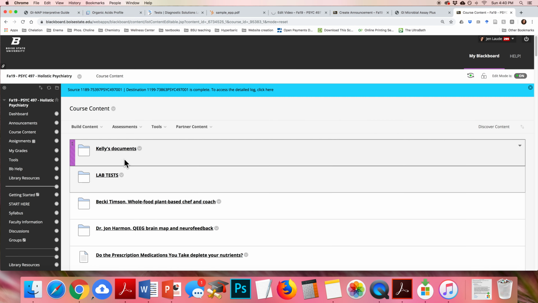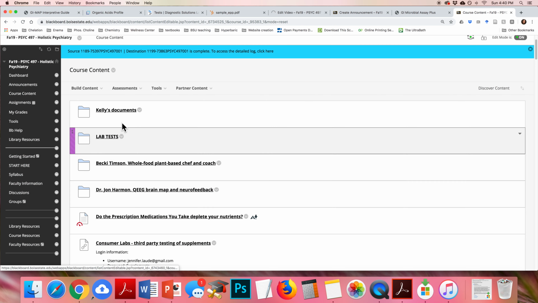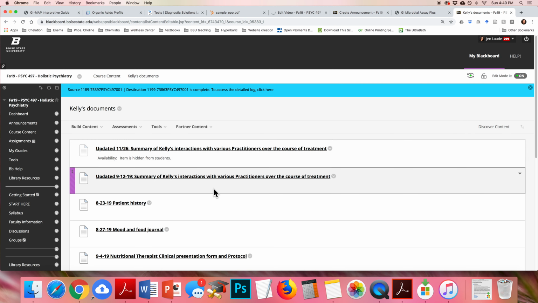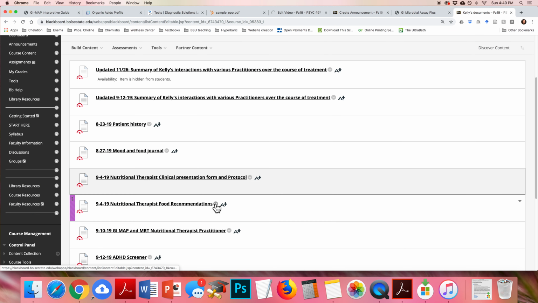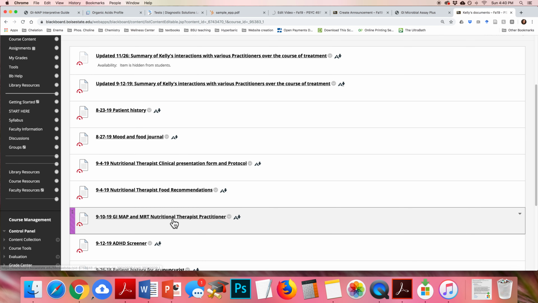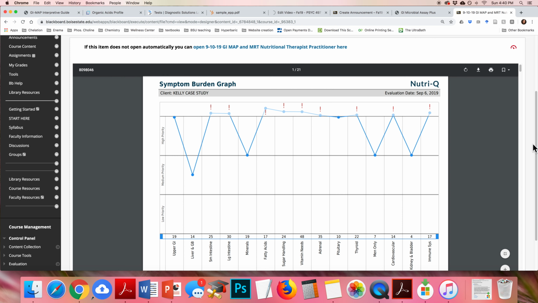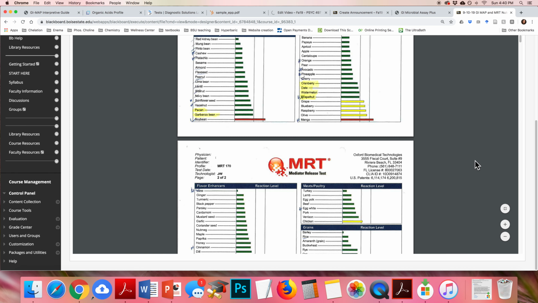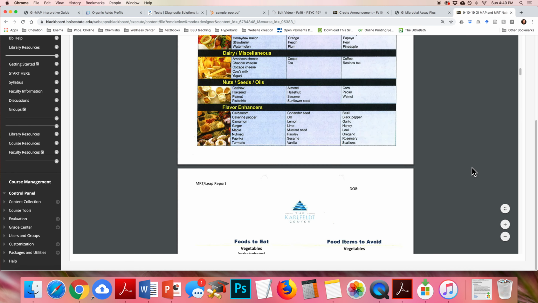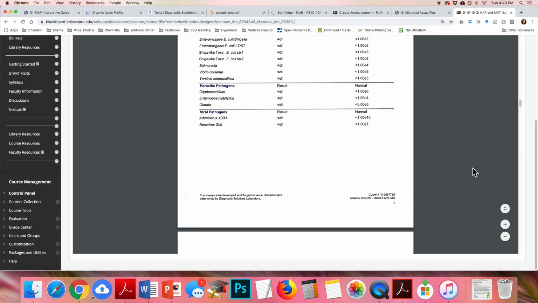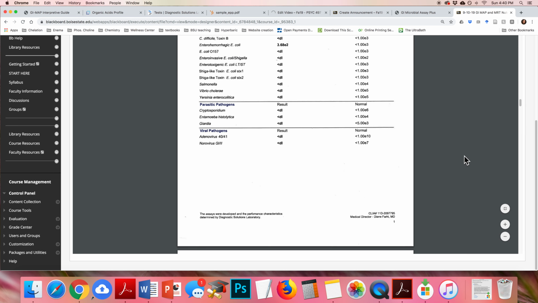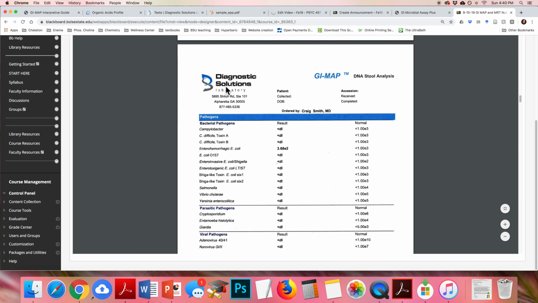Okay, so this is Kelly's GI map and MRT protocol. If you scroll all the way down, or at least a lot further, okay, so this is a GI map example. Look at all these things that are being tested.